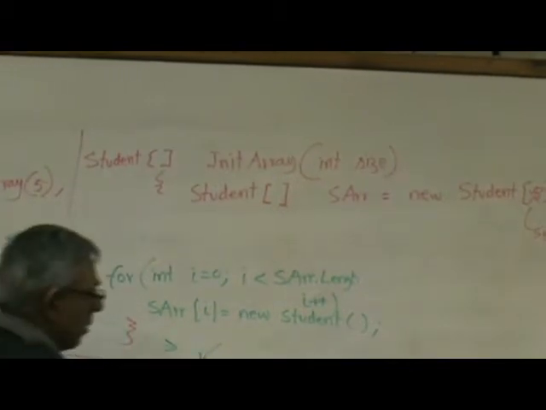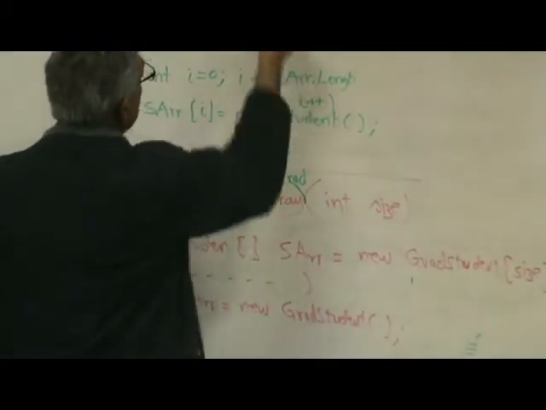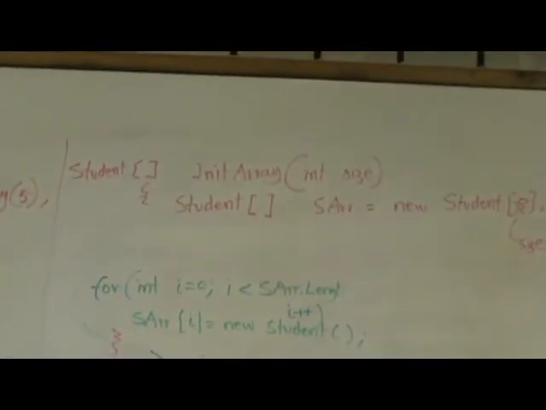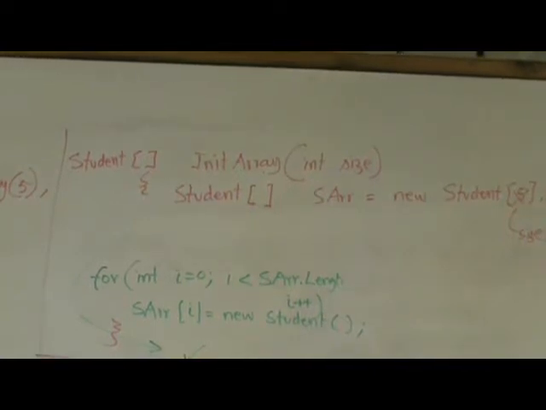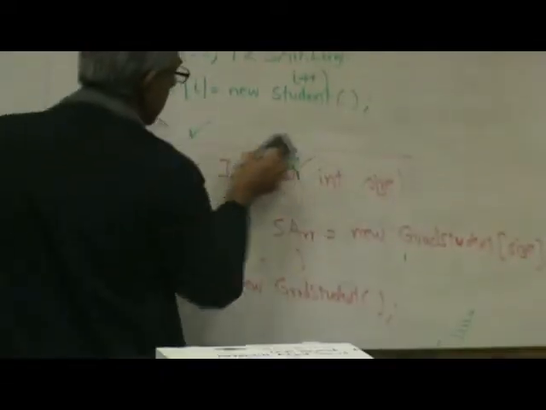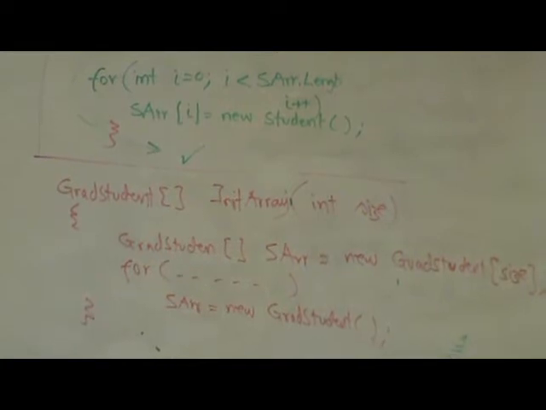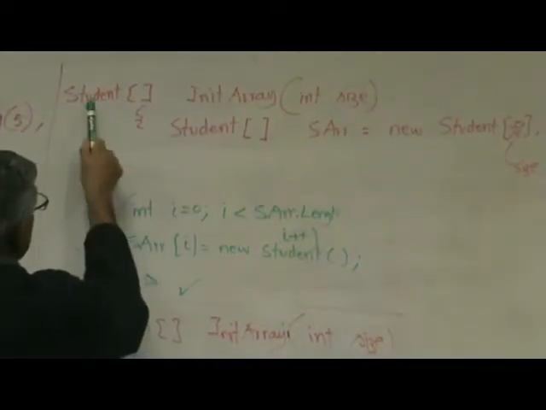So what would be your choice if you did not want to use generics? Instead of overloading, you will call it init array grad, or init array student, right? Okay, so again, you can make it work, but that's not a clean solution, right? So we want to write as less code as possible. So now let's try to convert it to a generic. Okay, so what keeps changing over here, as you can see, is the type.